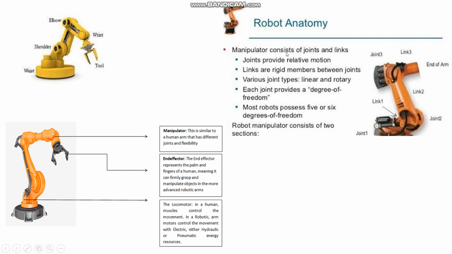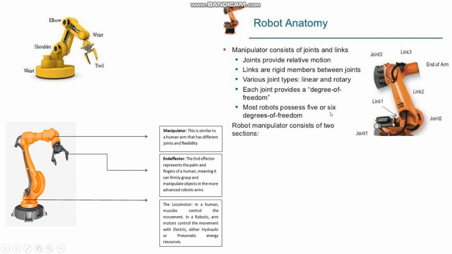Here, coming specifically to the manipulator, it consists of joints and links. So this is called links and joints. Two links are connected, pinned with one joint. Links are rigid members between the joints. Various types of joints are there. Some joints are made for linear movement, sometimes for rotary movement. Here with respect to the waist, you will get a rotary movement. Here you will get a linear movement.